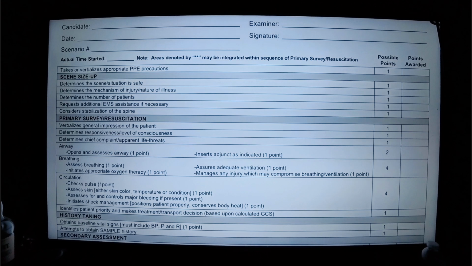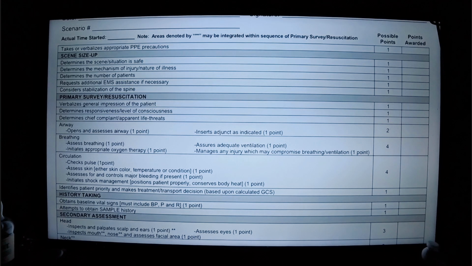So first part, PPE. Obviously, this should be a no-brainer. As a student or as a medical professional in the field, PPE is very important. A minimum is gloves, at any point. Usually, as you're getting on scene, put the gloves on, right? So, scene size-up, this right here. Some of it is when you're getting on scene, and the other ones are pretty much on the way to scene.